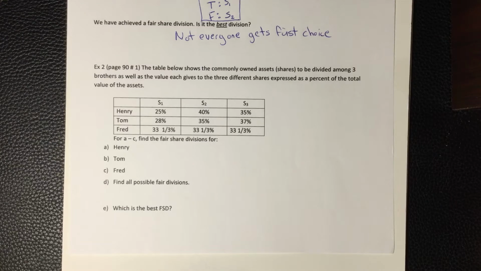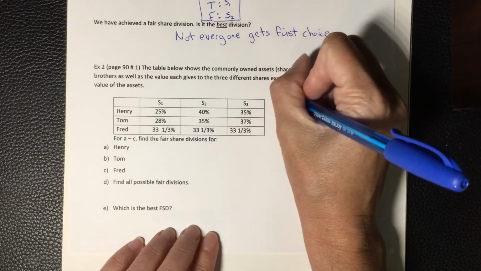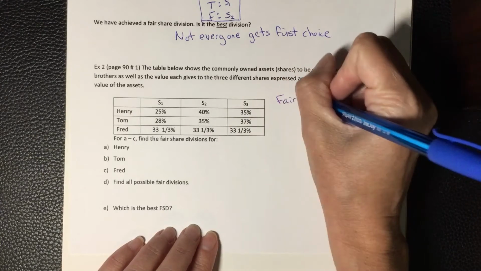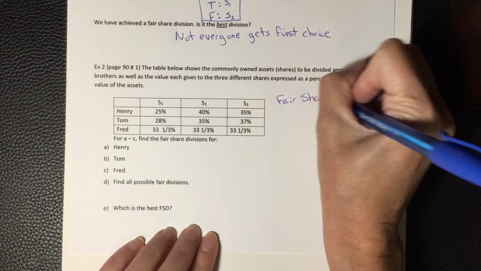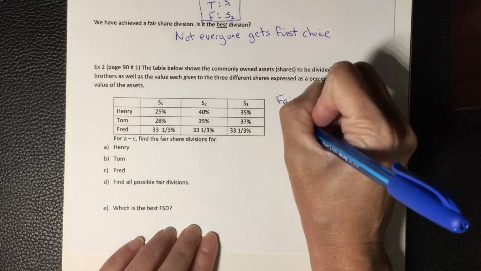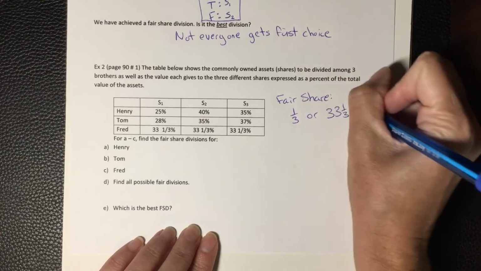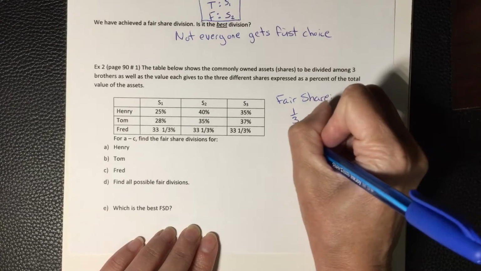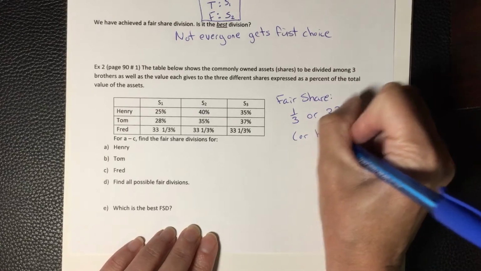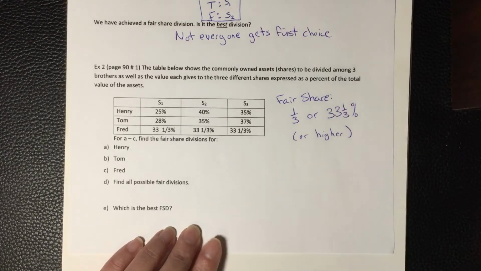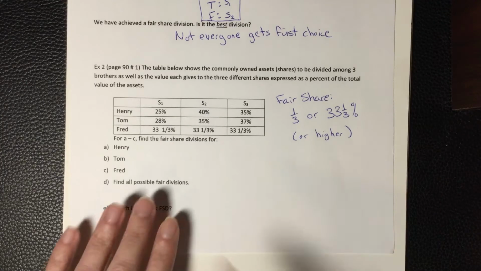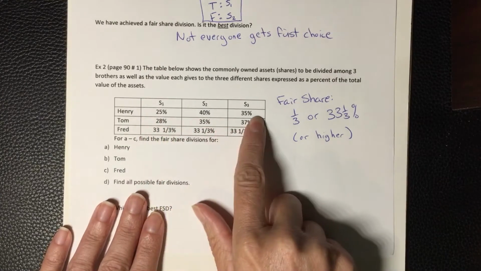Since there are still 3 people, a fair share would be identified as 1/3, or that's the same as 33 1/3% or higher. All right, so we want to go through and look at how they valued each of the shares. So here is how Henry split up the 3 pieces.